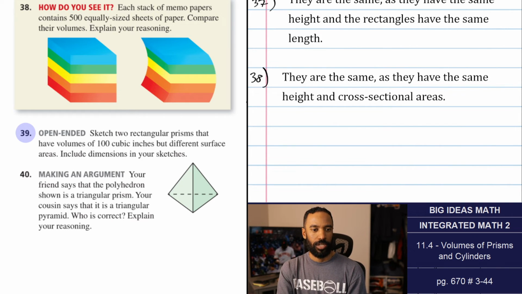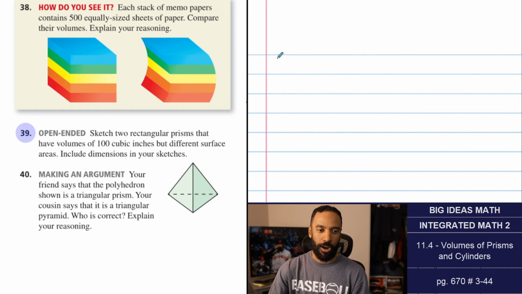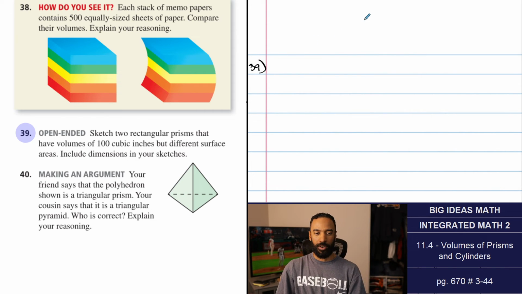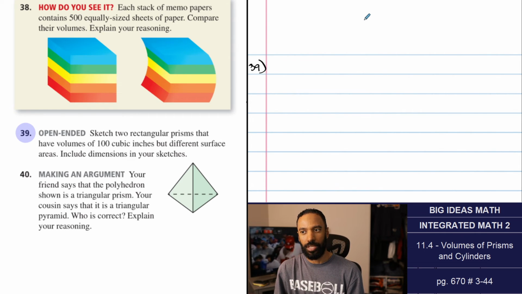open-ended. Sketch 2 rectangular prisms that have volumes of 100 cubic inches, but different surface areas. Include dimensions in your sketches. Now, even if you don't know how to calculate surface areas, just basically make sure they're not congruent to each other.